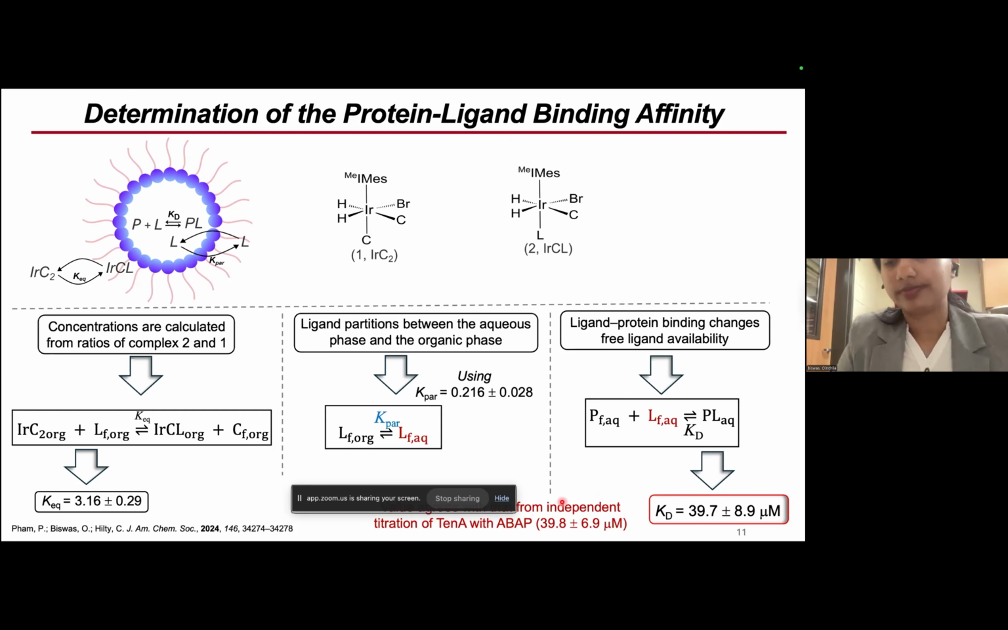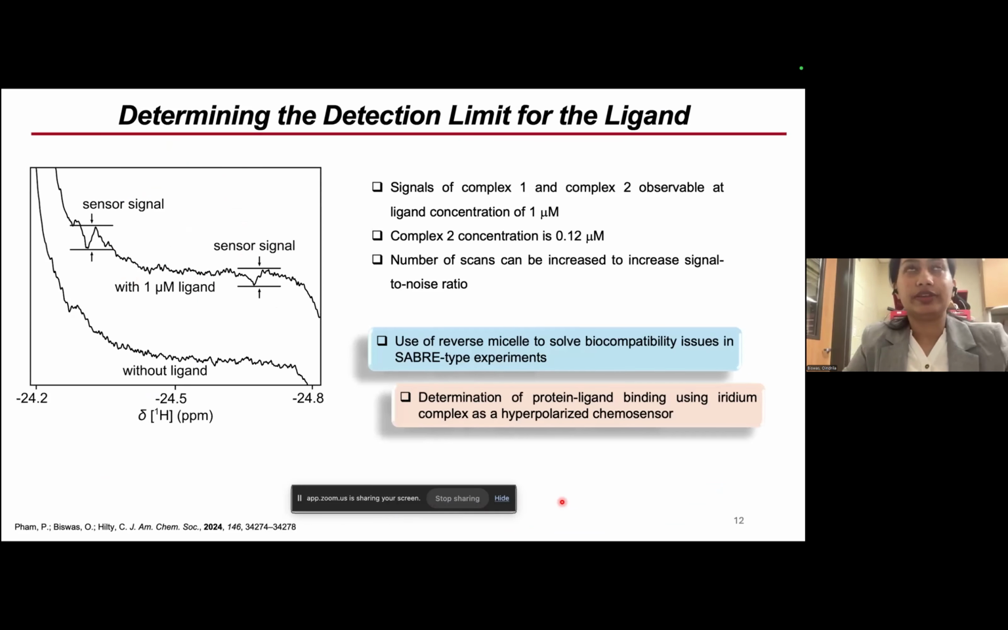the Michaelis-Menten equation. Now, in the previous experiments we used 100 micromolar ligand concentration. We want to see if we use a lower ligand concentration, are we still able to see the complex 1 and complex 2 peaks or not? So here we used 1 micromolar of ligand concentration, and we saw that complex 1 and complex 2 peaks are still observable. Now, we did all the reactions using just one scan.